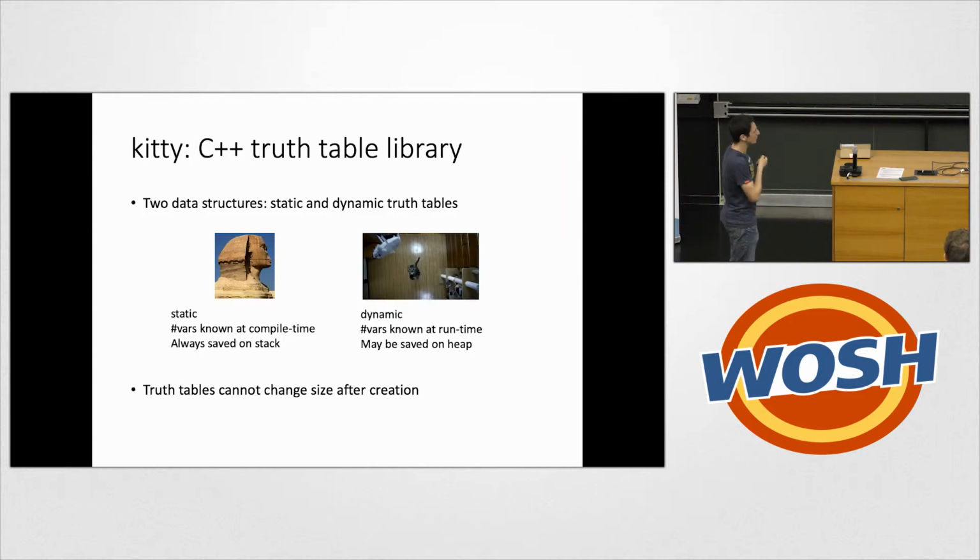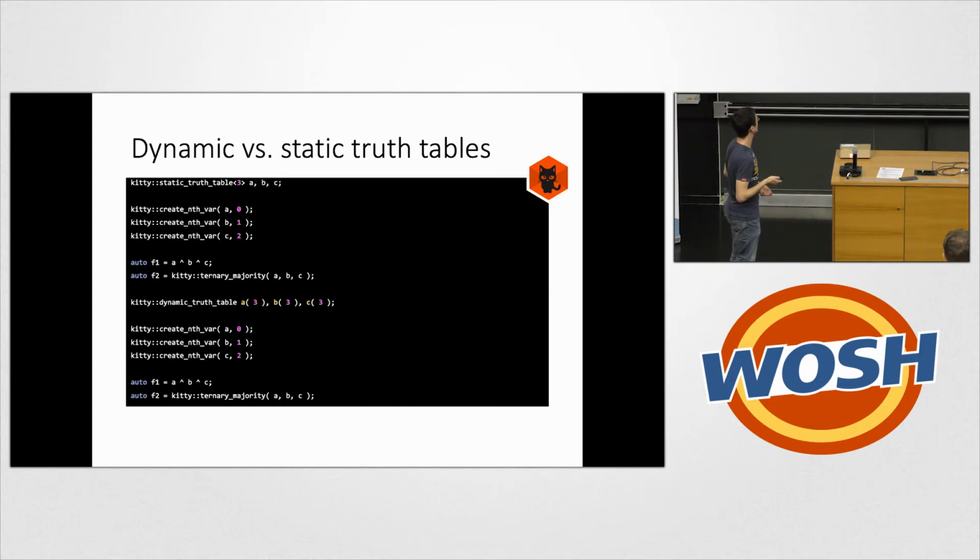Okay, then there's another library which is called Kitty. This is a C++ truth table library. It provides you with two data structures. One is a static truth table, the other one is a dynamic truth table. The difference is, in one case, you have to know the number of variables at compile time, and in the other case, at runtime. The feature of the static one is it's always stored on the stack, and this is typically faster than the dynamic version. The disadvantage is you have to know the size at compile time.